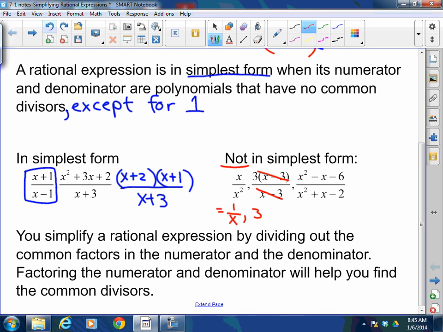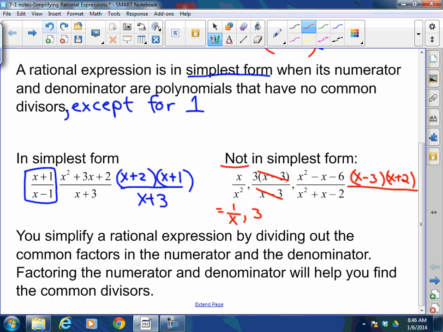x squared minus x minus 6 over x squared plus x minus 2. Let's go ahead and factor both of them, see if this is simplified or if it's not. What times what is negative 6, but when added together is negative 1? Excellent. Negative 3 and positive 2.